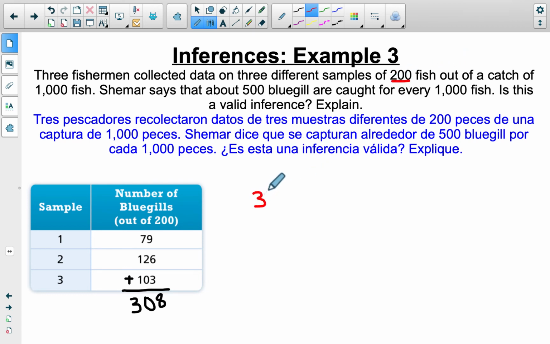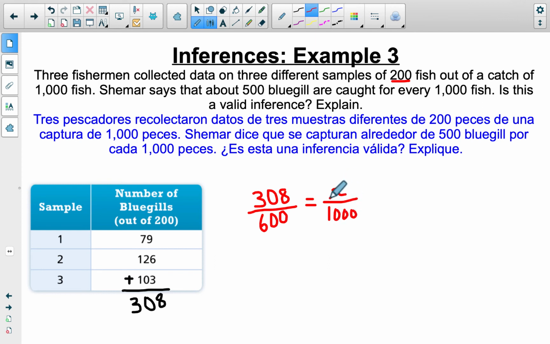So we had 308 bluegill fish out of the 600 total catches. Once again, that 600 is coming from the fact each sample was 200 total. 200 three times gets 600. Now, Shamar is saying there will be 500 caught for every 1,000. So we need to scale this up from 600 total to 1,000.